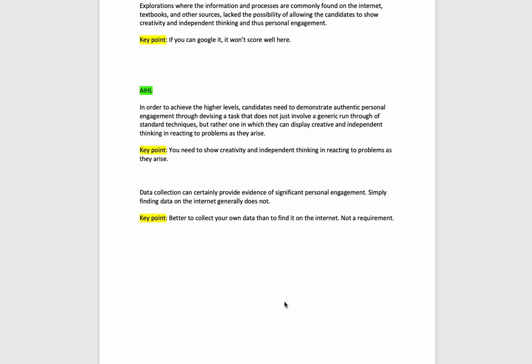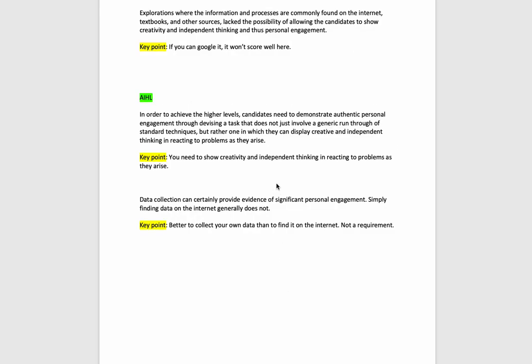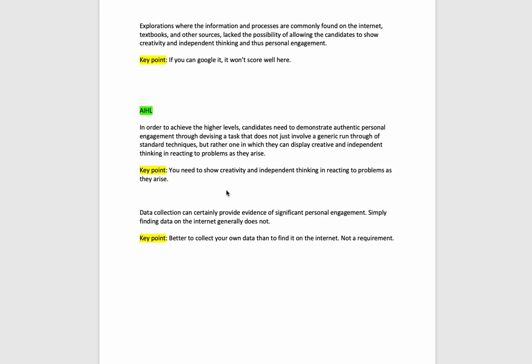If you can Google it, it won't score well, like at the beginning. You need to show creativity and independent thinking in reacting to problems as they arise. So a bit like I said there, you're writing your IA, you're exploring using your aim, and then you come across a problem and you react to the problem. And the reaction is, okay, I need to solve this problem. What can I do? Why don't I try this? Or I could try this. Let's try both things and let's see which works out the best. So that's kind of, again, it's like personal engagement.